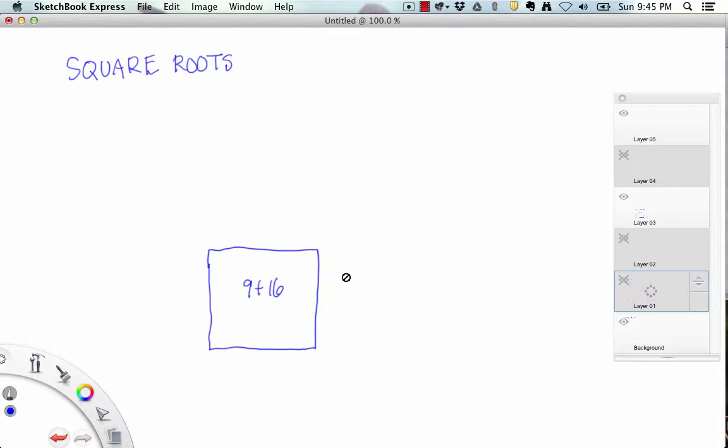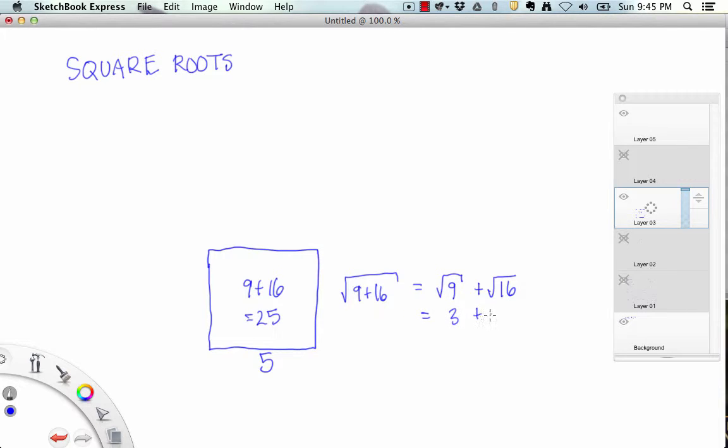Okay, now one thing I want to mention about square roots is that a very common mistake is to take a square root and try to break it up. Say the square root of two things added together is the square root of the one plus the square root of the other. But 9 plus 16 is 25. We know the square root of 25. That's 5. Square root of 9 is 3. Square root of 16 is 4. That's 7. Okay, so these are not equal. You can't break them up.